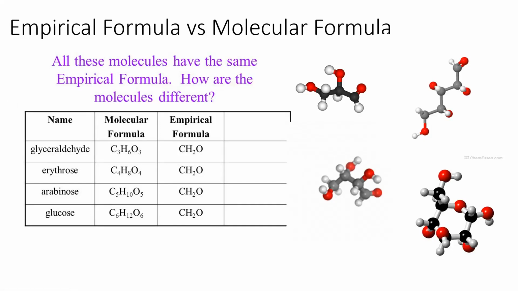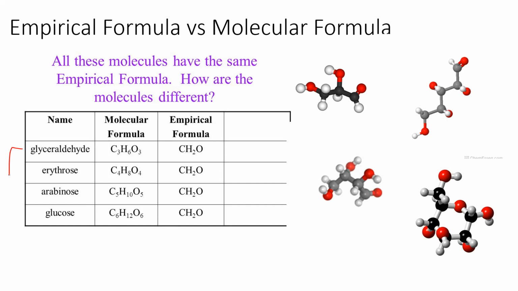Okay, empirical formula versus molecular formula. What is the difference? First of all, what is empirical formula? Empirical formula is the lowest terms you can have a substance in. And molecular formula is the actual representation of a single molecule. That's a little bit confusing, but here's a couple examples.